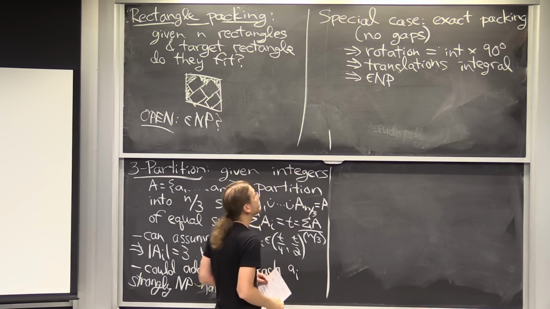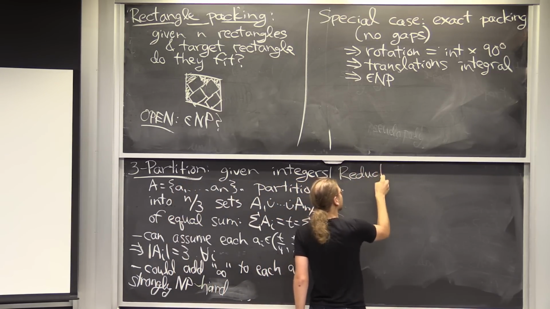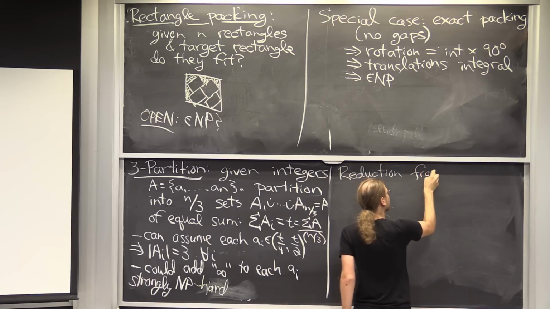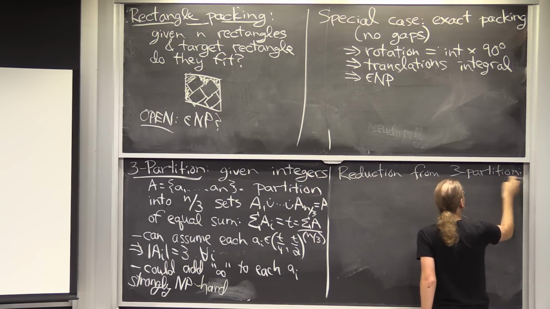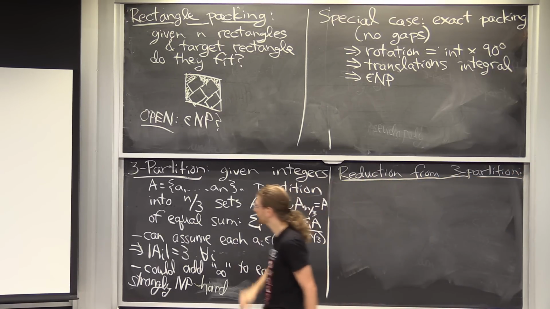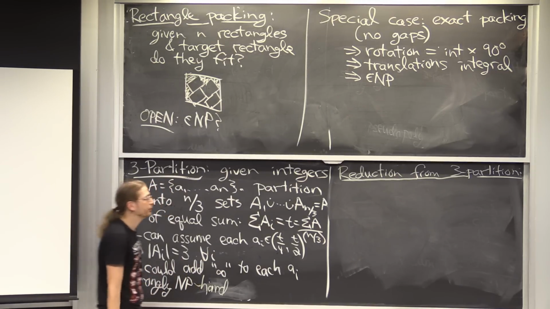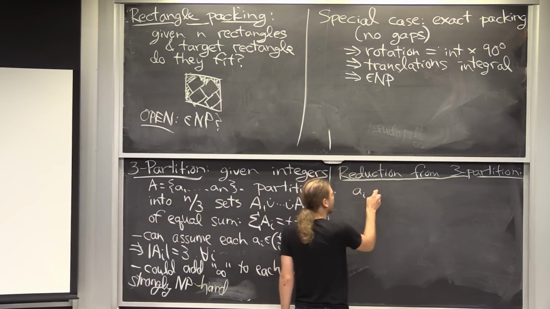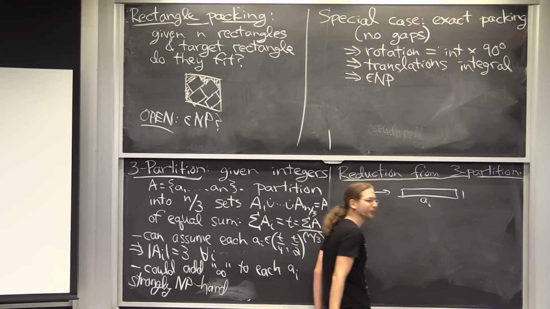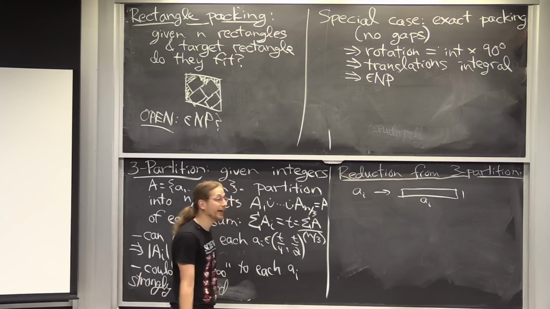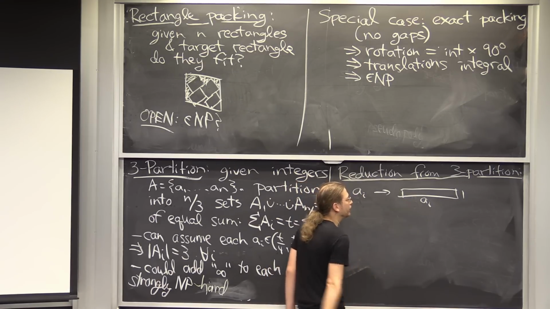So basic idea, again, we're reducing from three-partition. That means we're given an instance of three-partition, we're given n integers. We want to represent those integers as rectangles. The obvious way to do that is we take each a_i and convert it into a rectangle, say a_i by 1. This is what you might call the a_i gadget. We're going to map this feature of our given instance to this feature of our constructed instance.